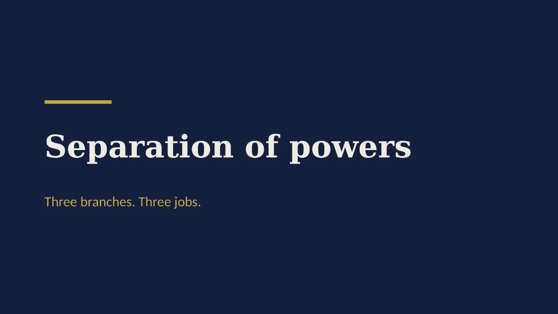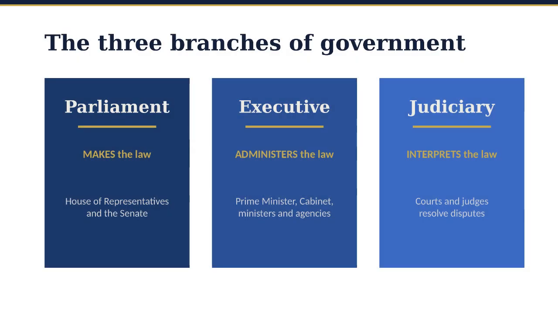The Constitution creates 3 branches of government, and each one has a different job. This is called the separation of powers, and it's one of the most important principles in our legal system. The Parliament. This is the legislature. Its job is to make the law. At the federal level, that's the House of Representatives and the Senate. Each state has its own parliament too. When you hear that a new law has been passed, it means it went through Parliament.